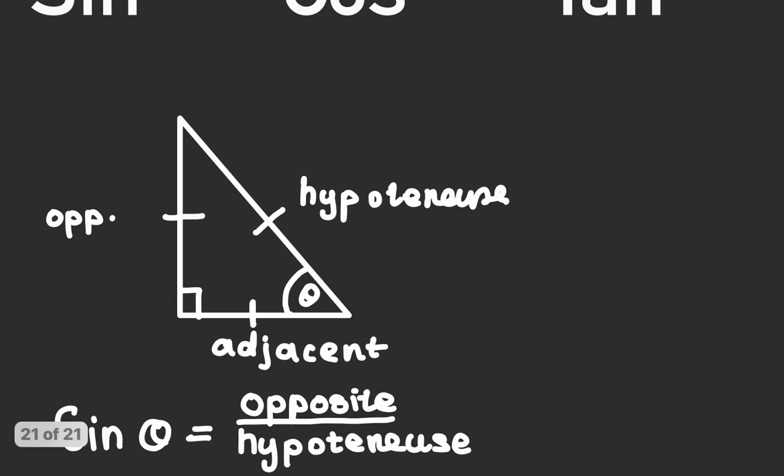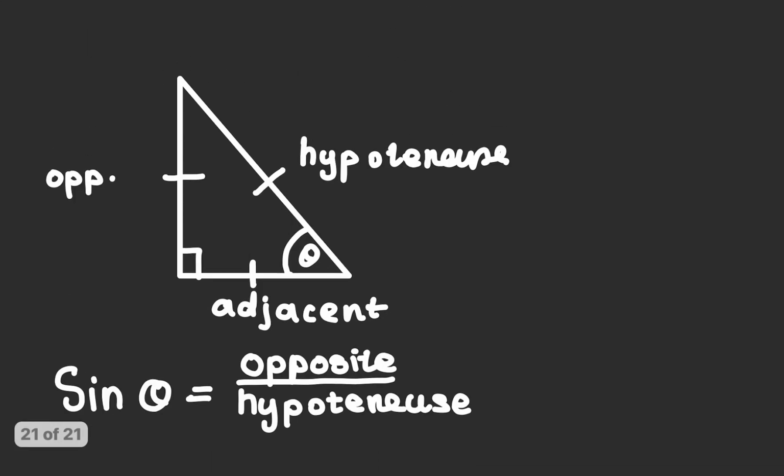Let's say, for instance, we're given values 3 and 2. In this case, we know that 3 is the opposite and 2 is adjacent. So we simply plug those values into this formula. But further calculations are needed here, so we will continue this next lesson.